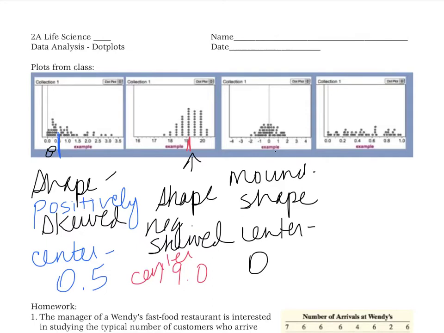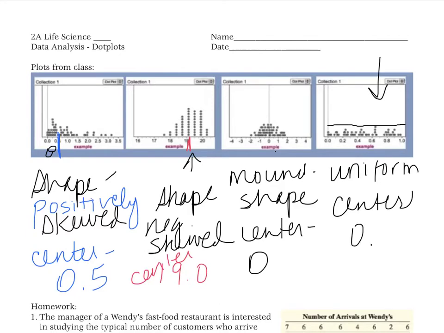Now we're on the last one. What are some words that come to mind when you look at that? Stop the tape. The word we use to describe when data is about the same all the way along is uniform. This data is uniform. Because it's symmetrical, it's easy to figure out that the center is right in the middle. When it's uniform, it's symmetrical, so the center is at a half.